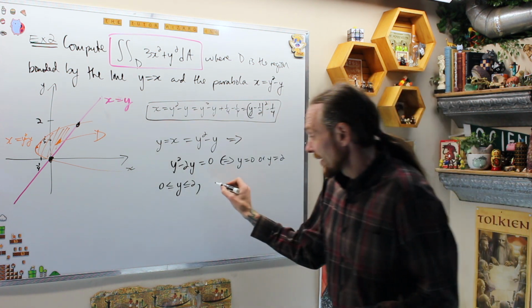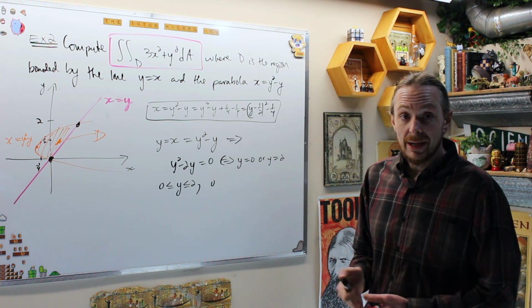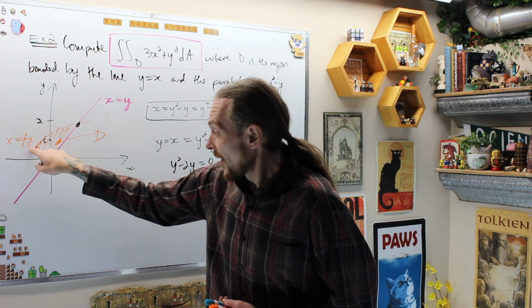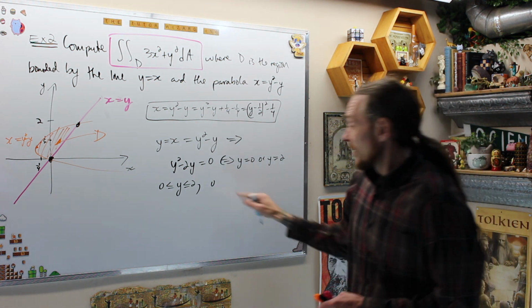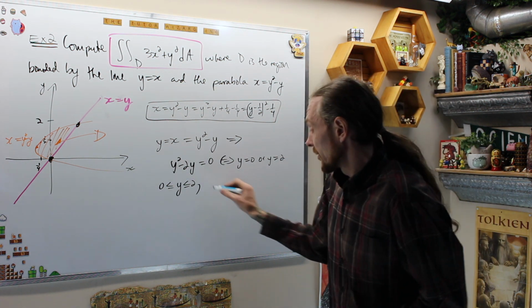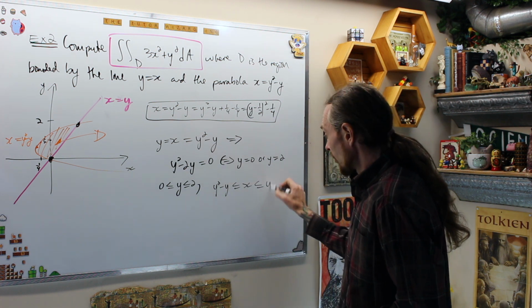And x now is who is the left and the right one. That's why I had to draw my picture to make sure. But now it's from here to here. So x is between y squared minus y is less than or equal to x is less than or equal to y.